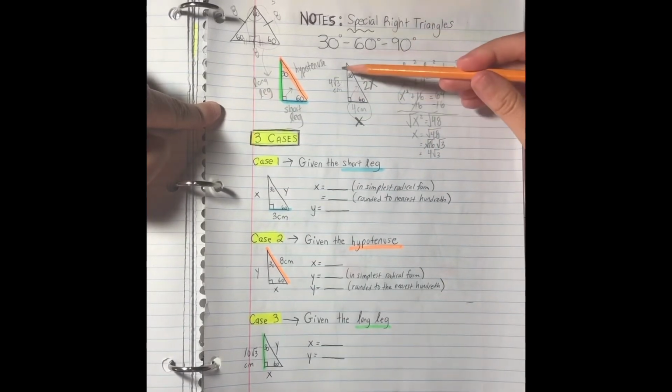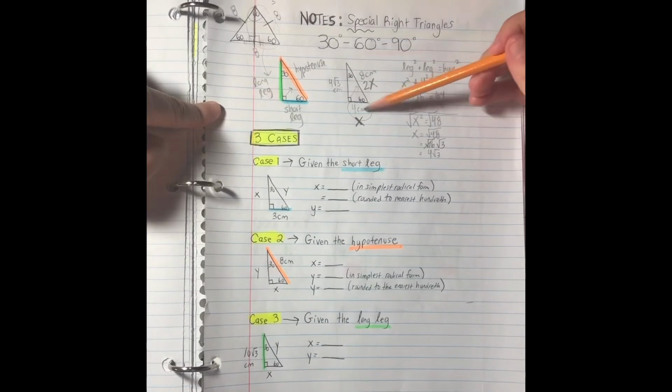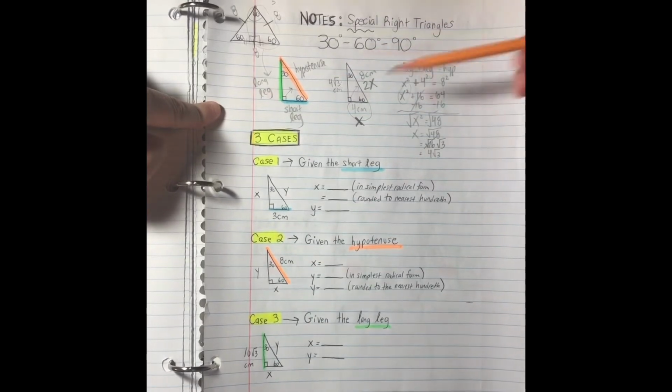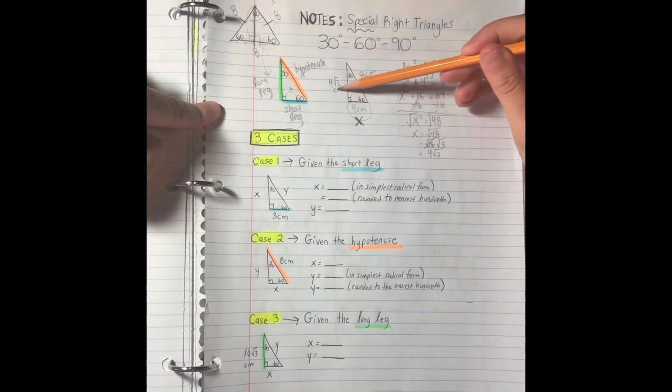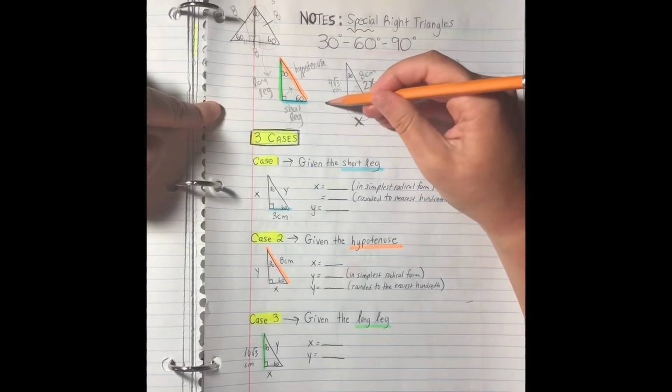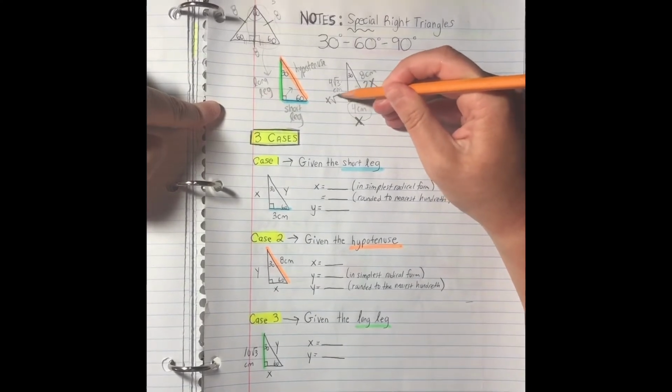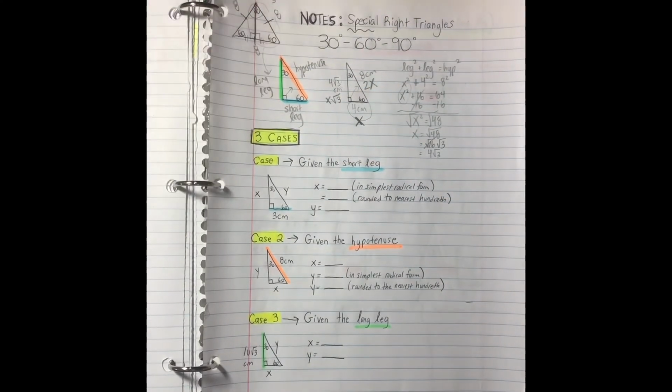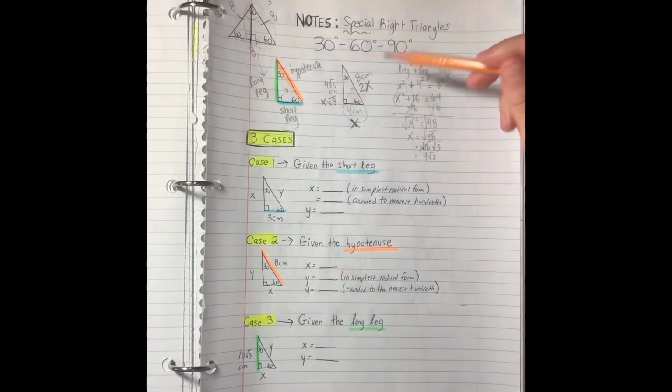Now, in terms of my long leg, what's the relationship between a 4 and a 4 root 3? Well, getting from a 4 to a 4 root 3, all you're doing is multiplying by root 3. So that means whatever your short leg is, you're going to take that short leg and simply just multiply it by radical 3 to get your long leg. Okay, so that's your simple relationships that we're going to be using to solve for missing side lengths.